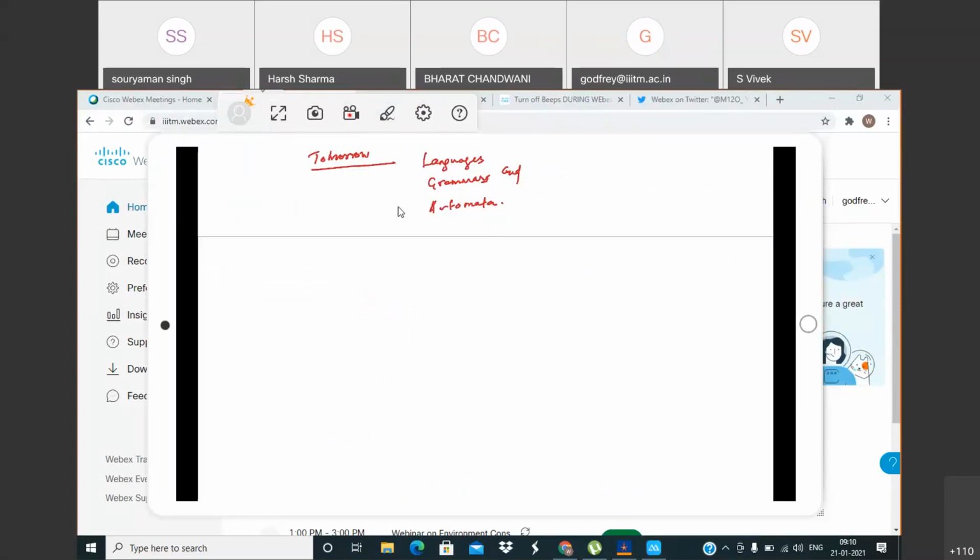So today we'll look at these three things: the languages, grammars, and computer. These are the three things that are going to be underlying the entire course.